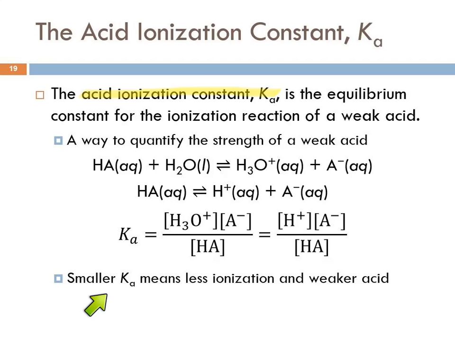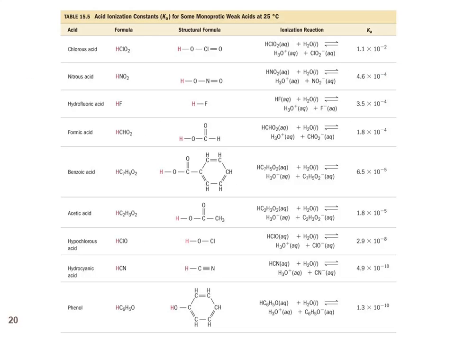So if we have a smaller Ka, that means the concentrations of products are smaller relative to the reactants, right? And so the equilibrium is going to favor this side. That's a weaker acid. If you have a stronger acid, Ka would be larger, more products, and so a strong acid is going to have a larger Ka. So small Ka, less ionization, weaker acid. So we can look at the Kas and compare the strength of the acids. Let's do that right now.